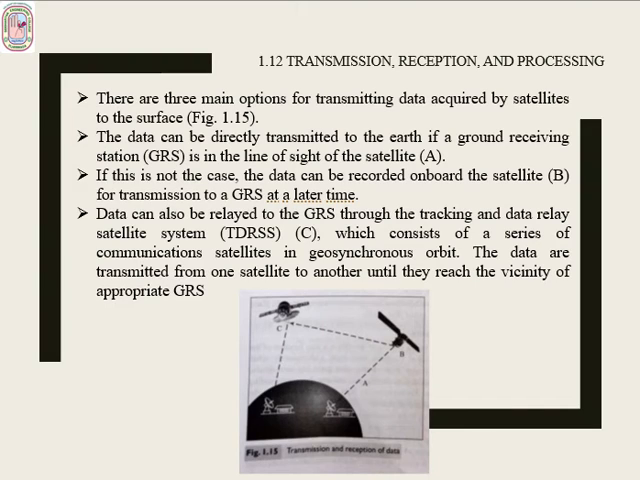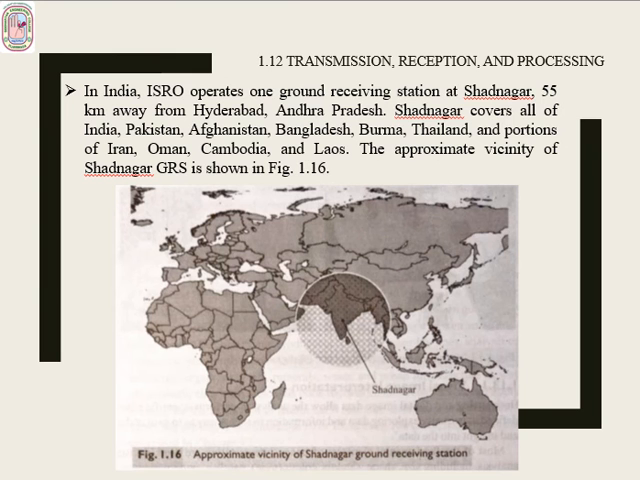Or if the data is urgently needed, then the data can be relayed to the GRS through the Tracking and Data Relay Satellite System, TDRSS, which consists of a series of communication satellites in geosynchronous orbit. The data are transmitted from one satellite to another until the satellite is in the vicinity or line of sight with the ground receiving station. These are the three ways we can transmit the data from satellite to the Earth surface.